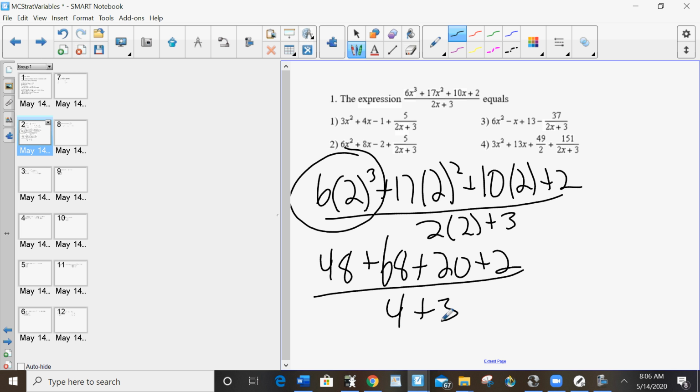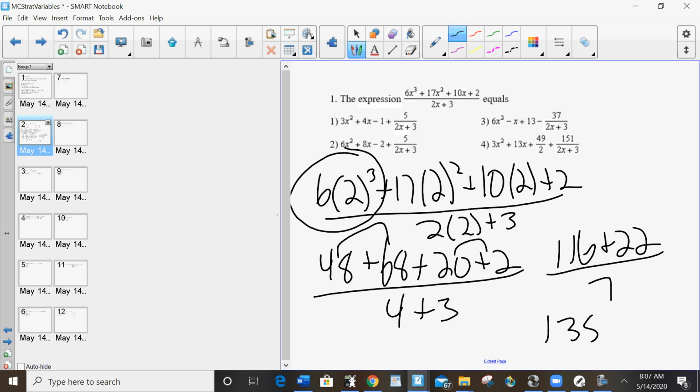48 and 68 is 116. 20 and 2 is 22. 4 plus 3 is 7. 116 plus 22 is 138 over 7. And I'll just leave it as that. So my original is 138 over 7.